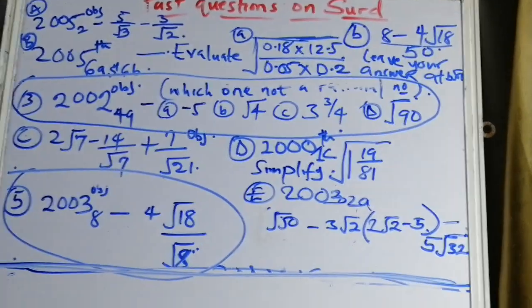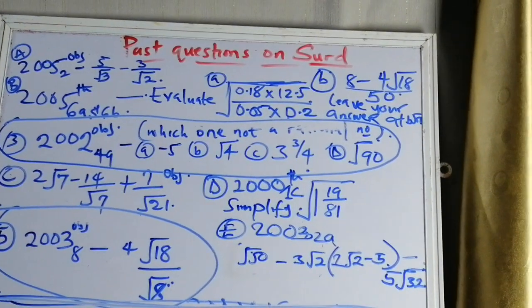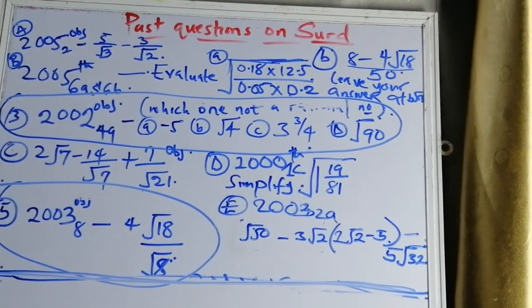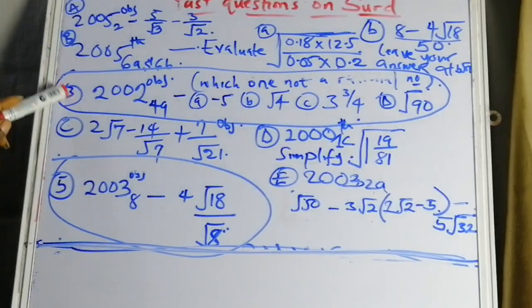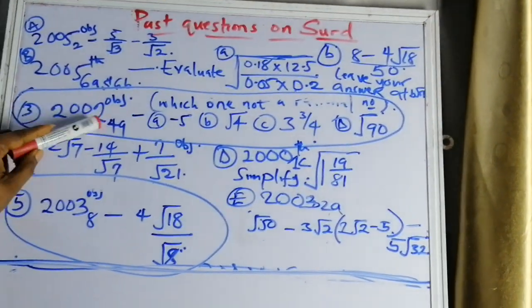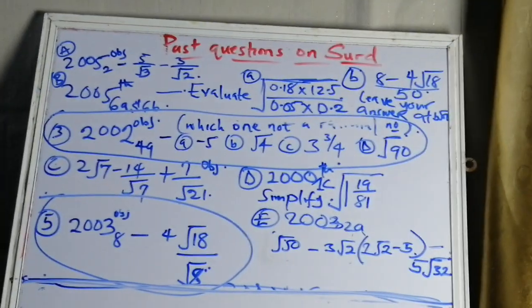We want to continue the past questions on SURD. Yes, yesterday I gave two assignments. Which is the one I circled here? That's number three, objective question 49. I said, which one is a rational number?